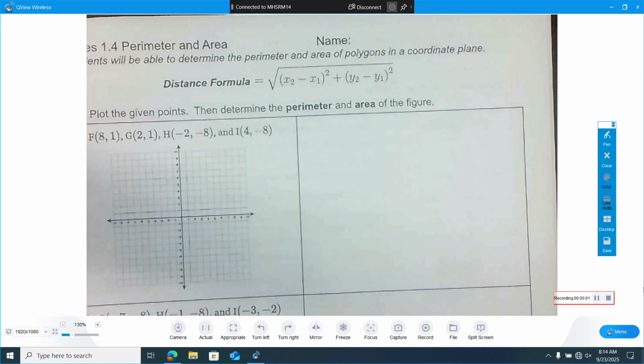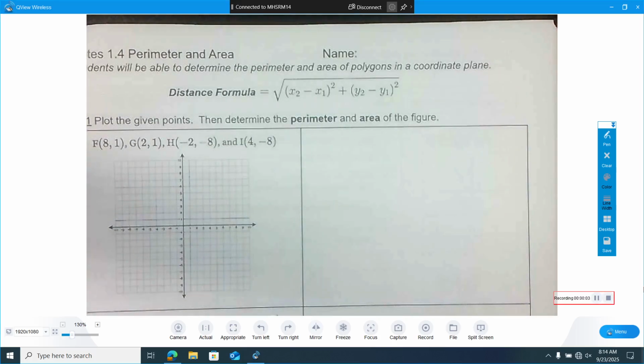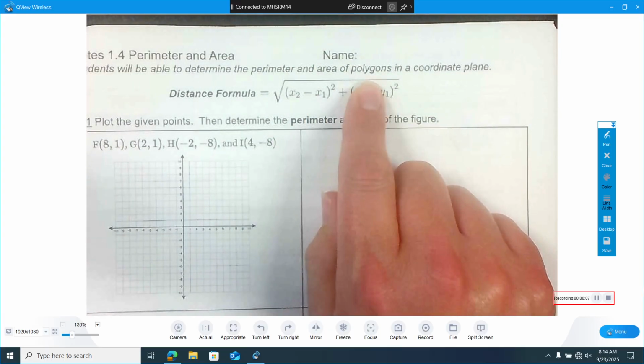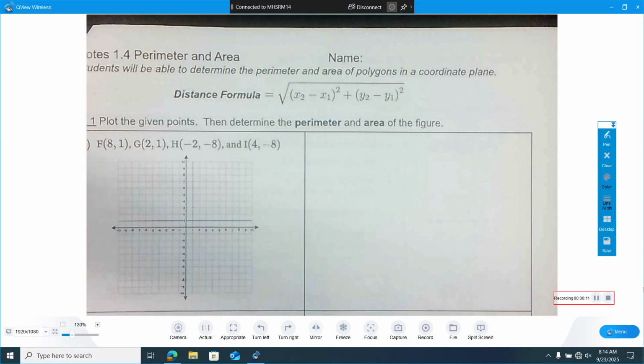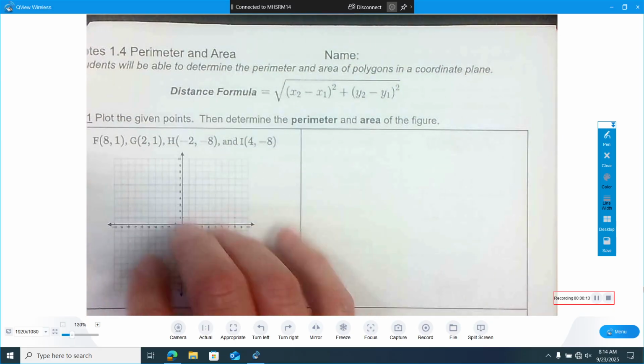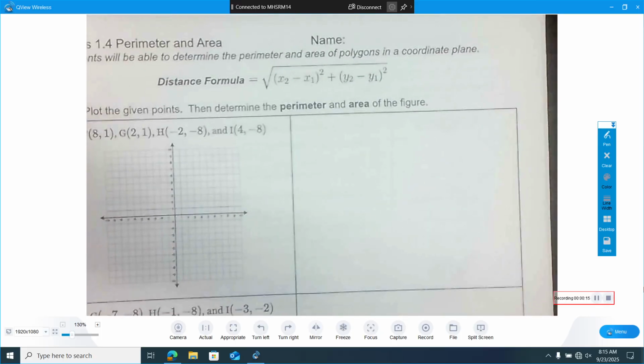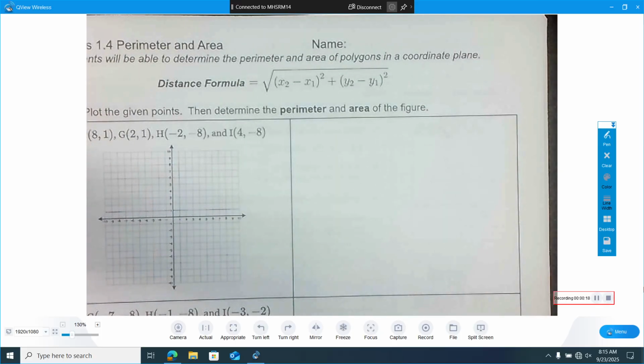So today we're looking at section 1.4, perimeter and area. We're going to be able to figure out the perimeter and area of figures in a coordinate plane. We do a lot of this, called coordinate geometry in this class, and we will do a lot more second semester. It basically is a lot of finding the lengths of things, okay? And so we want to do that here.